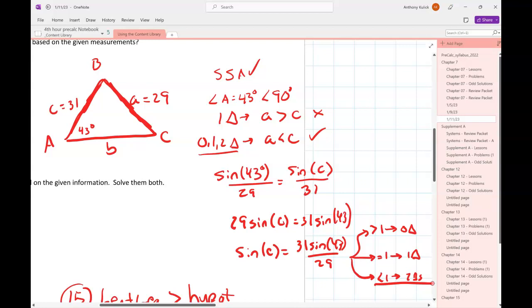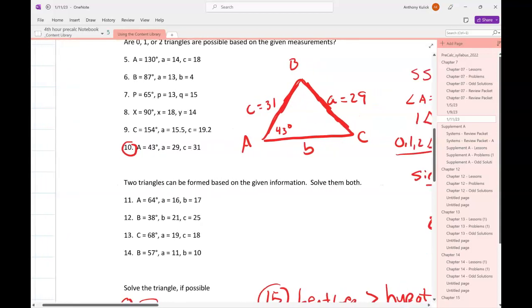So you can look down at these right away. Can't have 2 triangles, can't have 2 triangles, can't have 2 triangles. I can tell right away just because they have obtuse angles in them. Which is kind of nice, to know from the jump that you're talking about either 0 or 1.